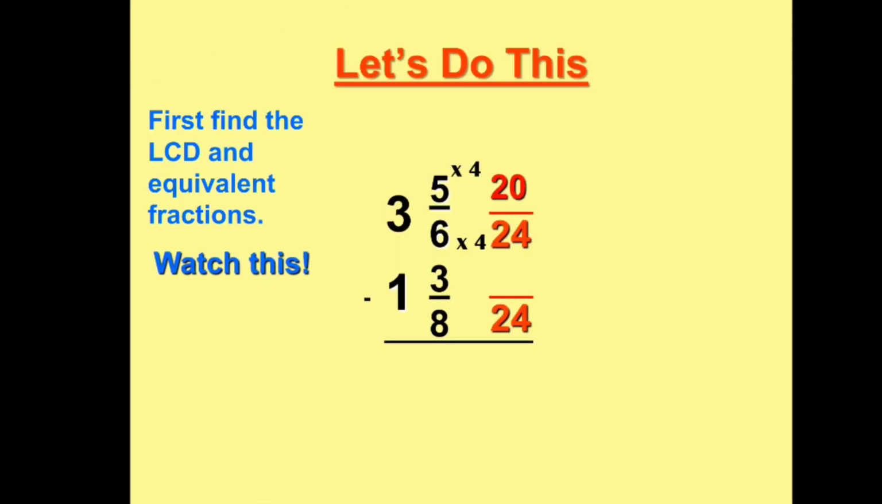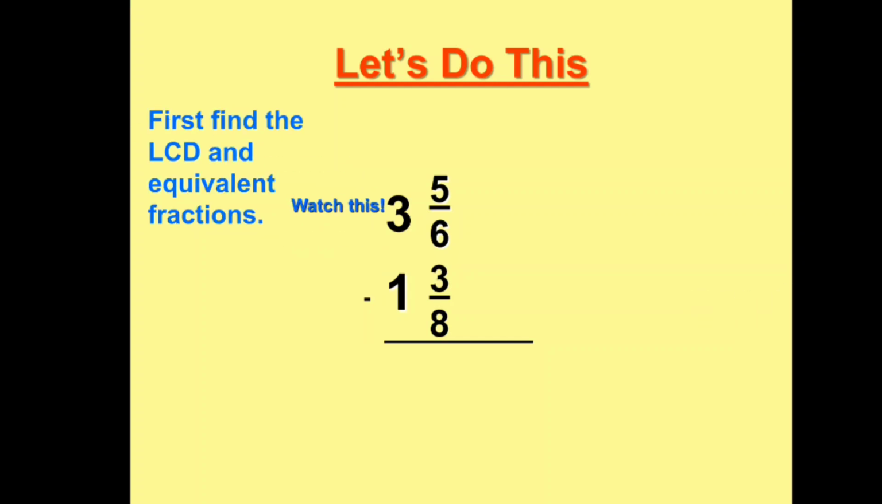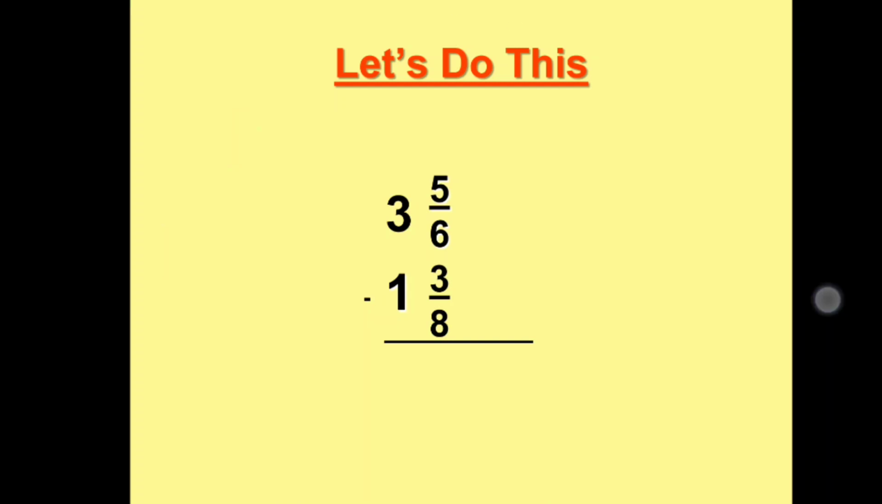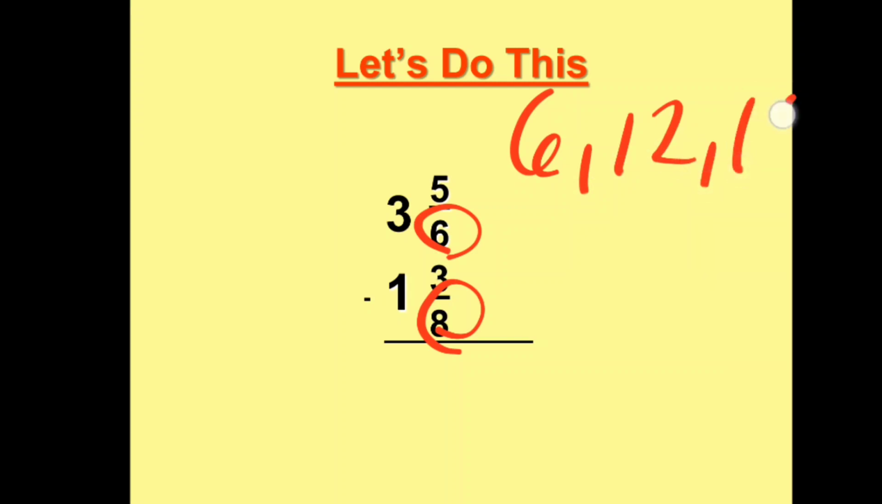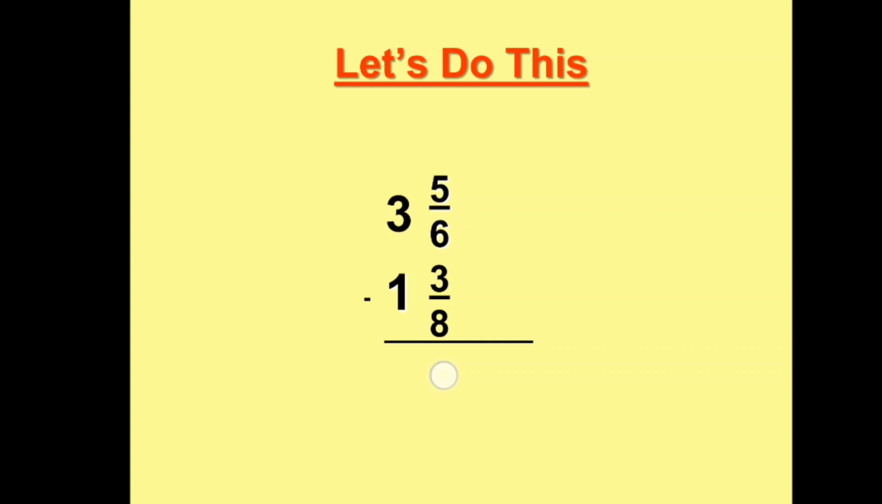So again, if you have different denominators, what are we gonna do? You have to find the LCD and do the equivalent fraction. Watch this. The LCD of 6 and 8 is actually 24, right? How to do the LCD again? You have to find the multiples: 6, 12, 18, 24, and so on. And for 8 we have 8, 16, 24. So the LCD is 24.